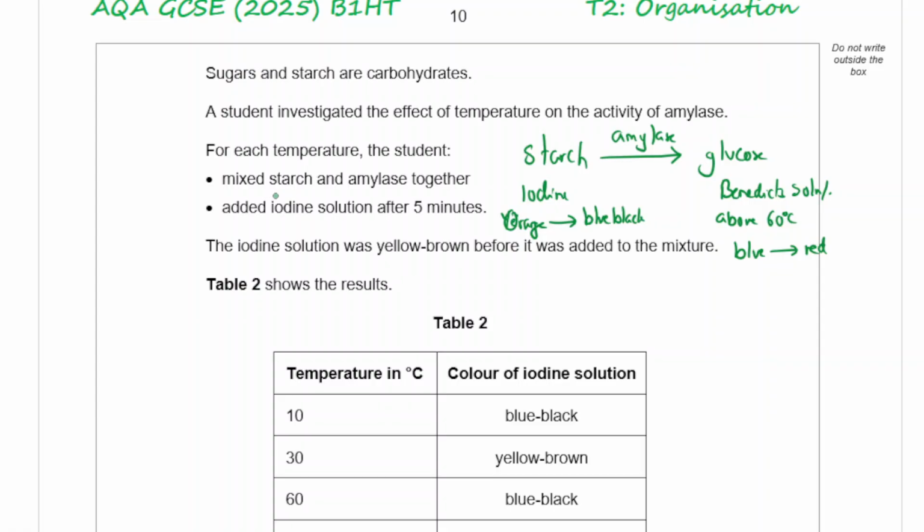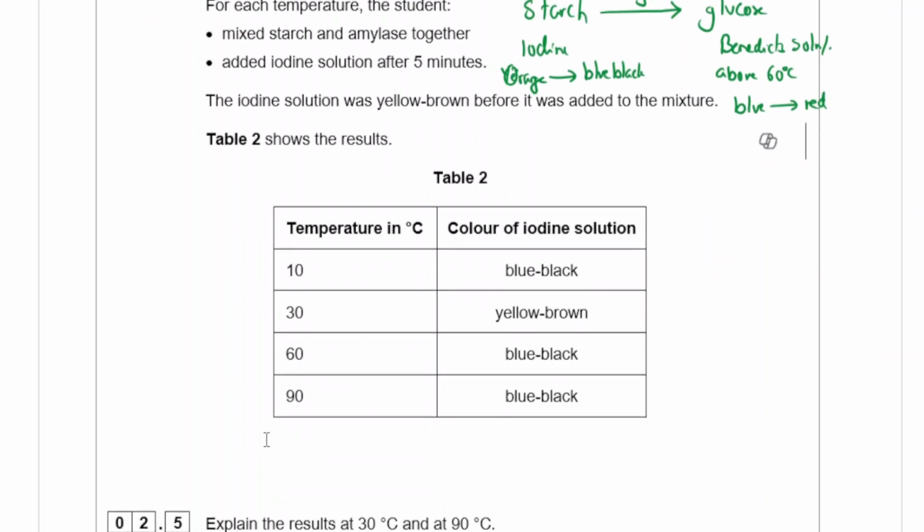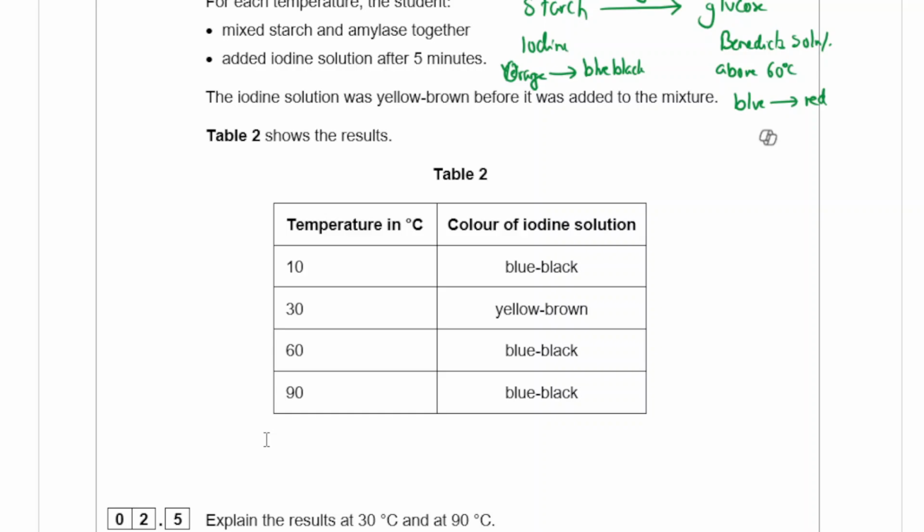So if we mix starch and amylase together and add iodine solution after 5 minutes, if there was starch, it will go blue-black. If not, it will just simply remain in this orange color. So the table here shows at 10 degrees Celsius, after 5 minutes, it remained blue-black. So starch is still there. Starch present. If it goes yellow-brown, that means there is no starch.